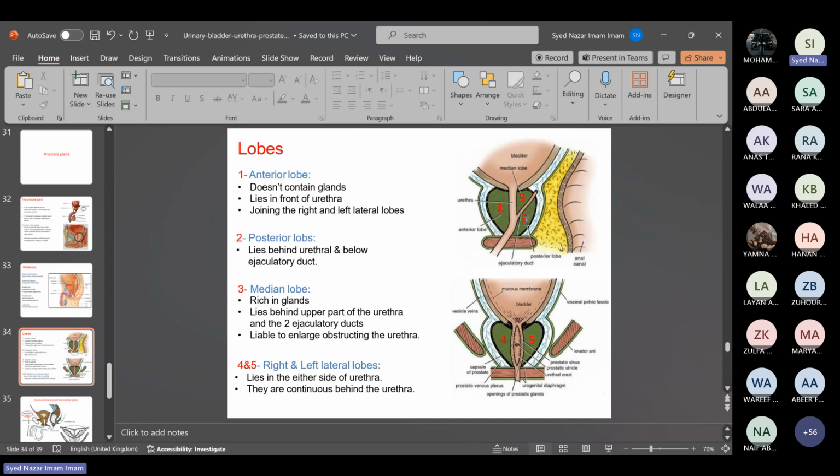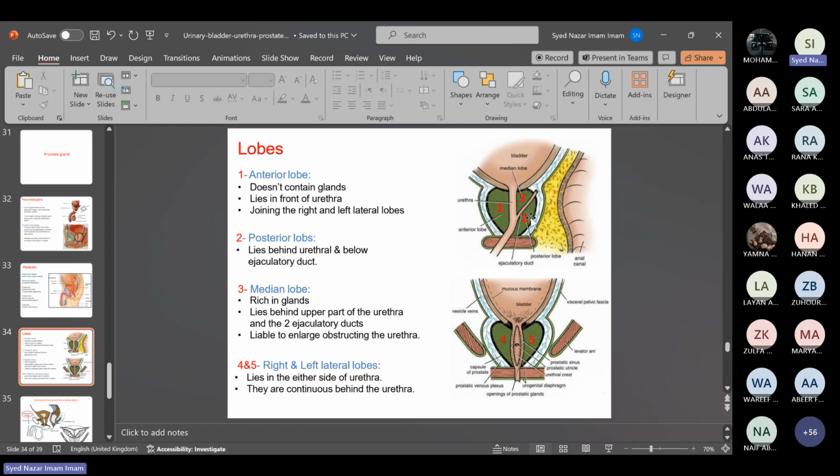Now look at the median lobe. This is very important. Benign enlargement occurs most commonly in this lobe, the median lobe. And the median lobe is between what? The median lobe is between the urethra anteriorly and the ejaculatory duct posteriorly, and behind the neck of the bladder. So this median lobe is compressing over the neck, and in the neck we have the internal urethral sphincter.